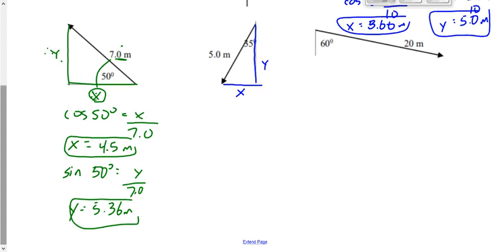So far, x has been adjacent, right? This time it's opposite. Opposite and hypotenuse go with sine. So let's say sine 35 degrees is equal to opposite over hypotenuse. X is 5.0 sine 35, and 5 sine 35 is 2.87.